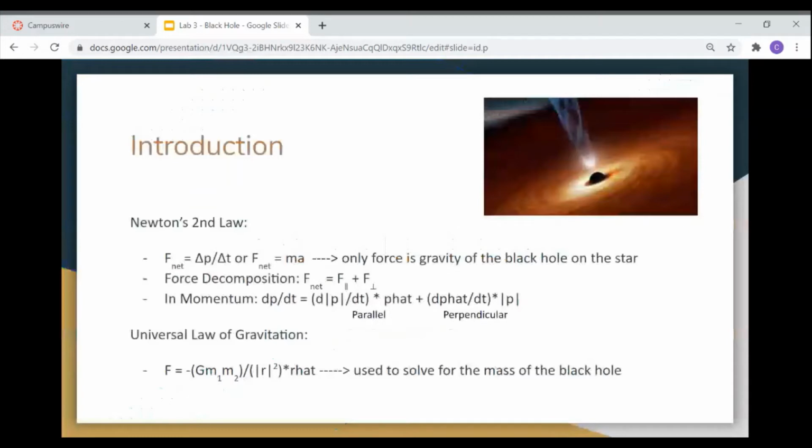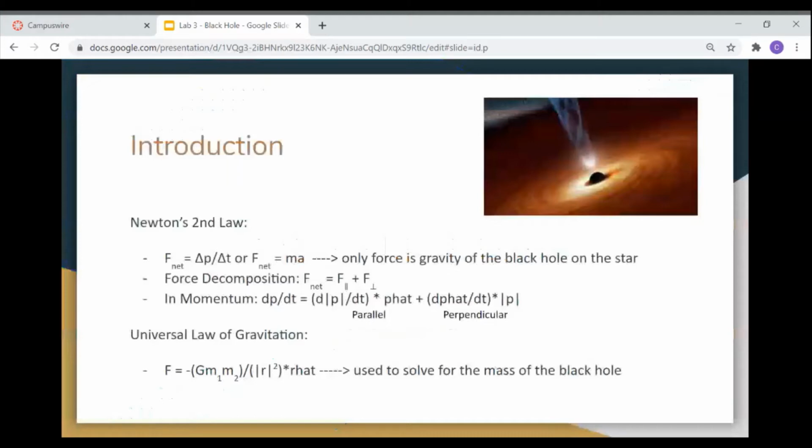Newton's second law, which is the net force equals the change in momentum over the change in time, or the net force equals mass times acceleration, can explain how we will calculate the forces on the star, being only the gravitational force of the black hole. With Newton's second law, we can split the net force into the parallel and perpendicular forces, which can be calculated using these values in terms of momentum: dp/dt equals d of the magnitude of p over dt times p hat, plus dp hat over dt times the magnitude of p.